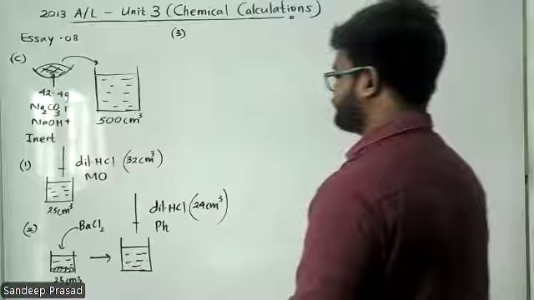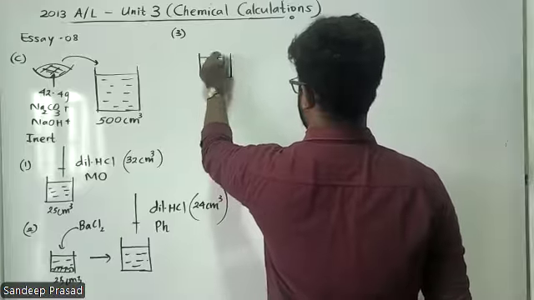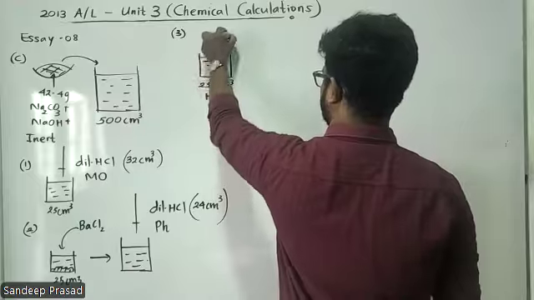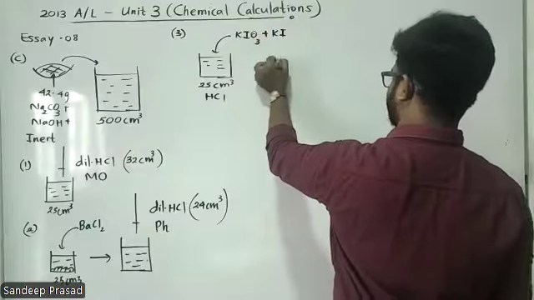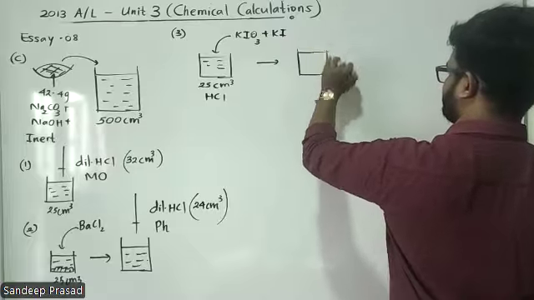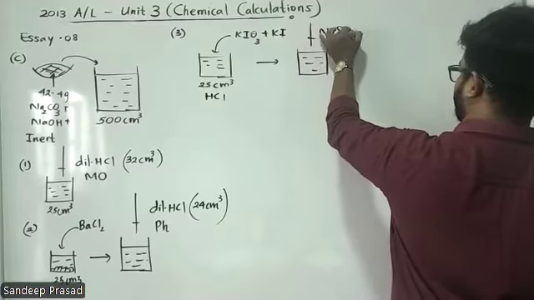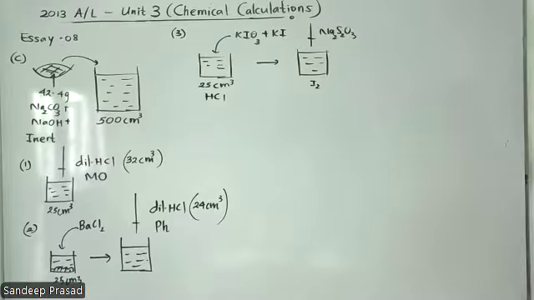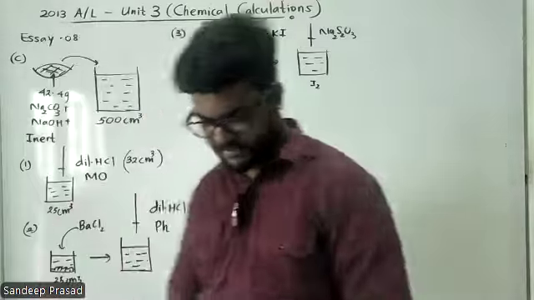Right. So in the third process, they have taken 25 cubic centimeter of HCl, and they have added potassium iodate along with potassium iodide. Iodine is liberated, and that iodine is titrated with sodium thiosulfate. Right, now let's go for the calculation. They're asking, from number 1, determine the concentration of HCl.